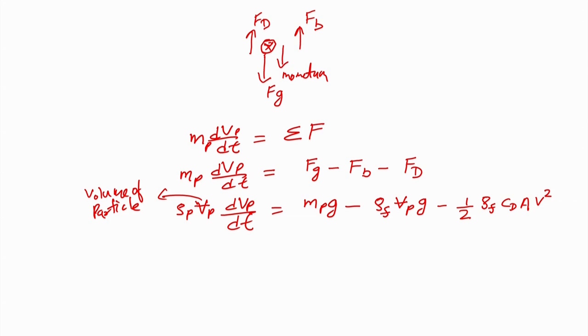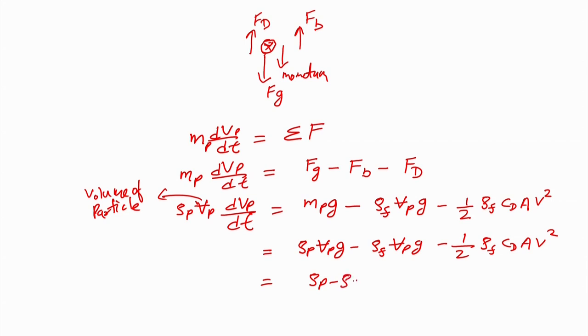We can write it as ρp, and mp again here can be written as ρp into V of particle into g, minus ρf V of particle into g, minus half ρf CD A into v square. Now, here what I can do, it will be ρp minus ρf. I can take g and volume of particle outside, minus half ρf CD A v square.